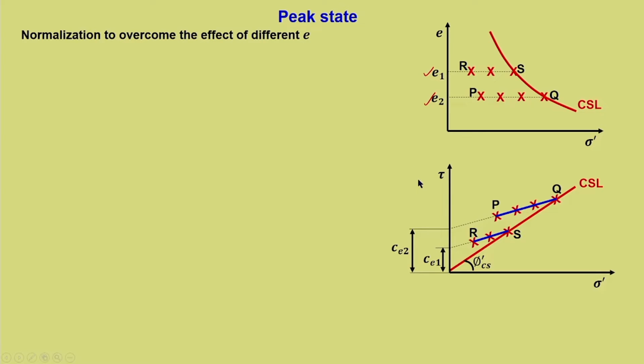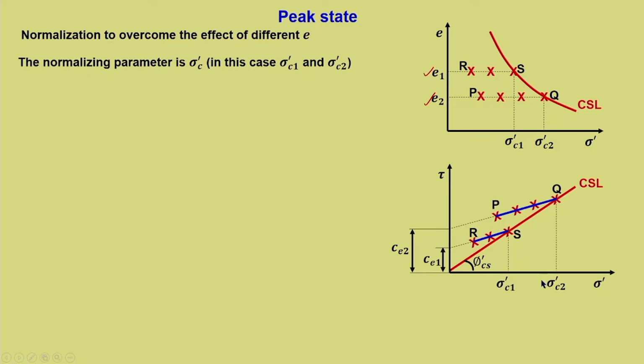Now, let us try to make it unified by the process of normalization. In the last lecture, we have already seen how to normalize a given plot. So, the normalizing parameter is sigma dash C, that is the stress condition or the confinement which corresponds to the critical state line. So, sigma dash C is the normalizing parameter, and in this case there will be sigma dash C1 for E1 series and sigma dash C2 for E2 series.